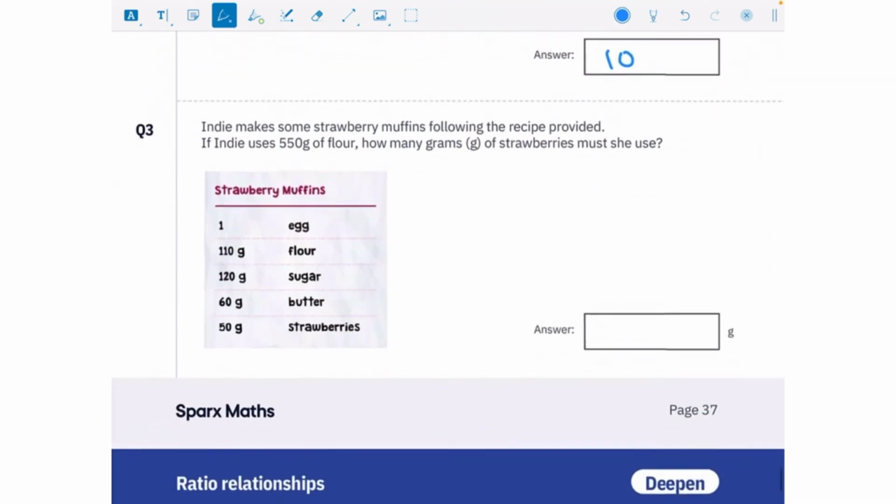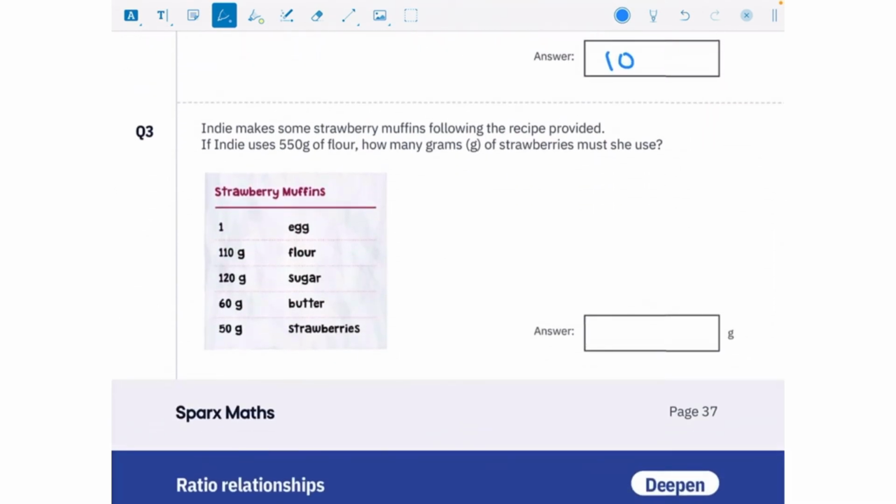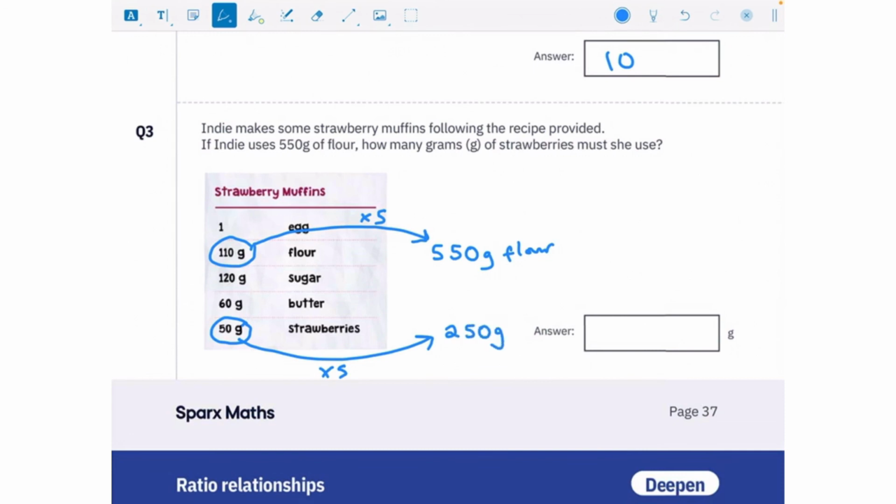Question number 3. Indy makes some strawberry muffins following the recipe provided. If Indy uses 550 grams of flour, how many grams of strawberries must she use? So 110 grams is how much flour was used before, and we're now using 550 grams of flour. And we can see if we do 550 divided by 110, or we multiply that up, it's 5 times bigger. So if we've multiplied that by 5, we need to also multiply the strawberries by 5, or else our recipe might not be as good. So we're going to multiply this by 5 as well, and that is 250 grams of strawberries.